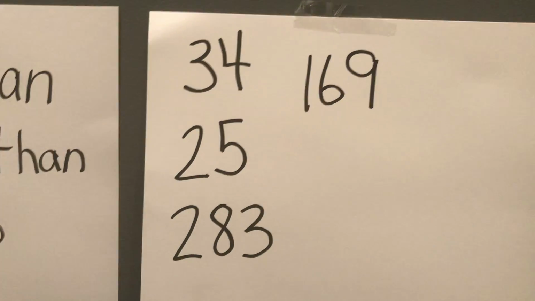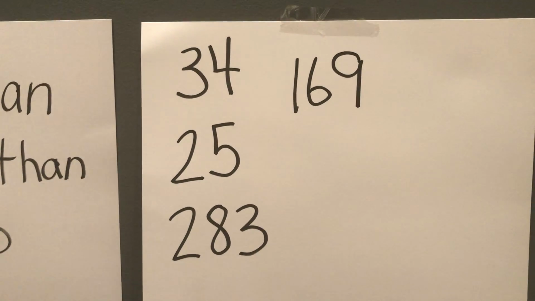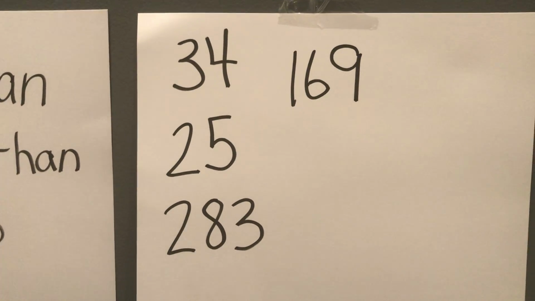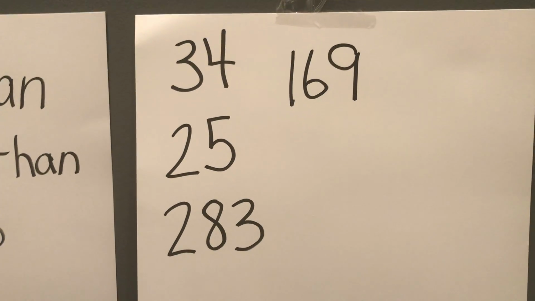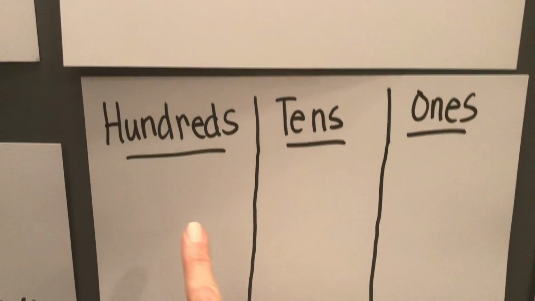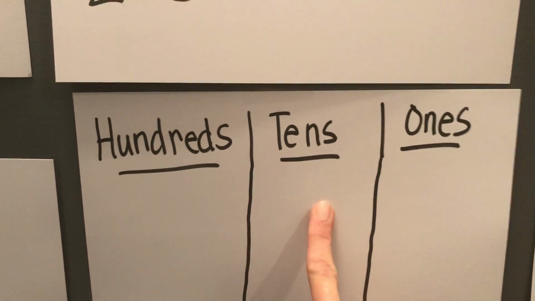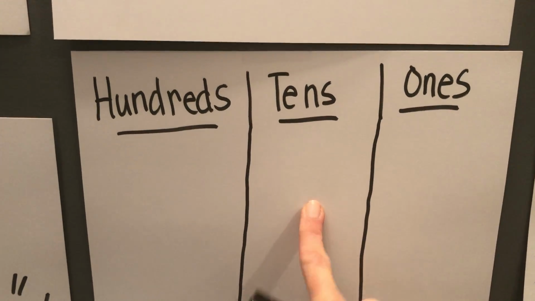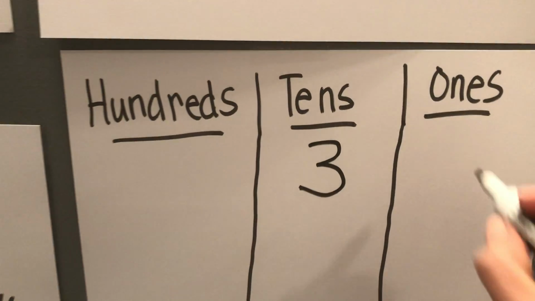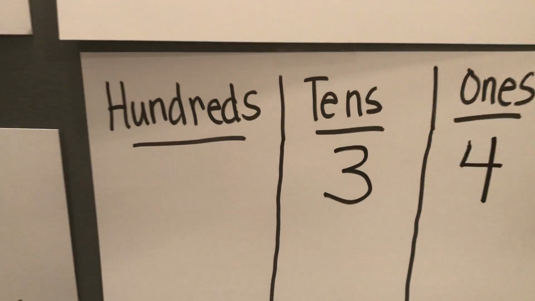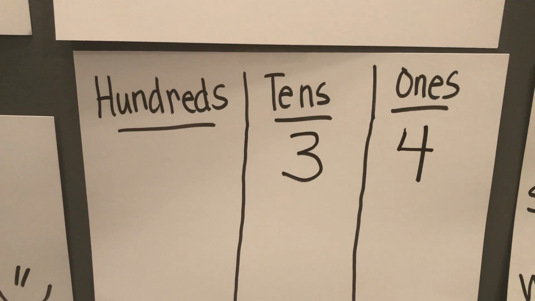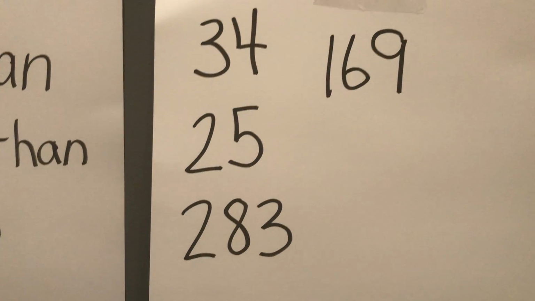These are the four numbers we're going to start with, just to practice that we know our place values. Very important that you know your place value before you try to compare numbers. Okay, so 34 is only two digits. So you never start at the hundreds for two digits. You always start at the tens. So 3 represents 30, and 4 represents 4. And you have 34. Okay, so the next number is 25.